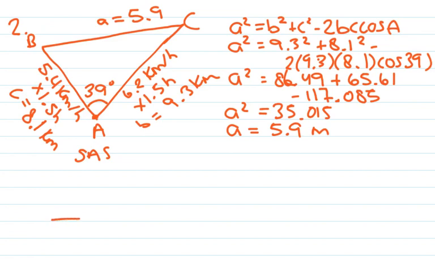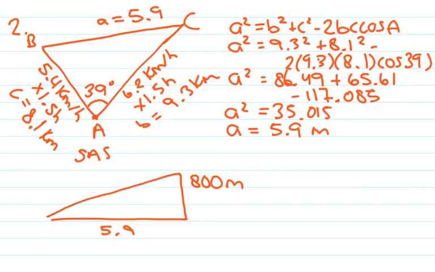Now, if they're 5.9 meters apart, and this hiker shoots a flare up in the air 800 meters, I need to find what angle of elevation the second hiker sees the flare at its highest point. So I need to find this angle here, which I'm going to call theta. Now before I do that, I need to change 800 meters into kilometers because we need to be in the same units. So 800 meters in kilometers is 0.8. Now I can just use SOHCAHTOA to find the missing angle.